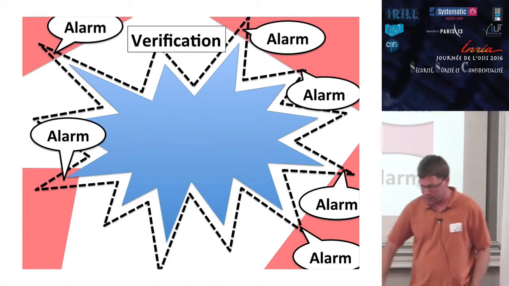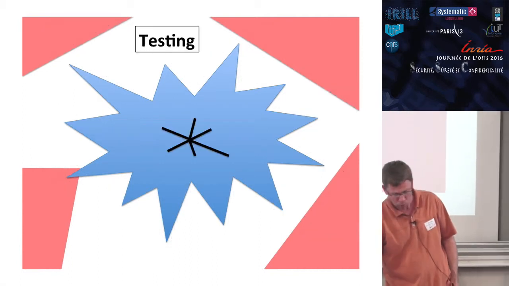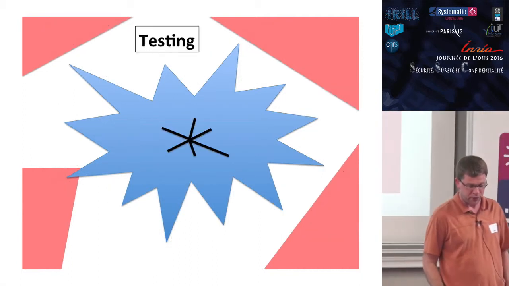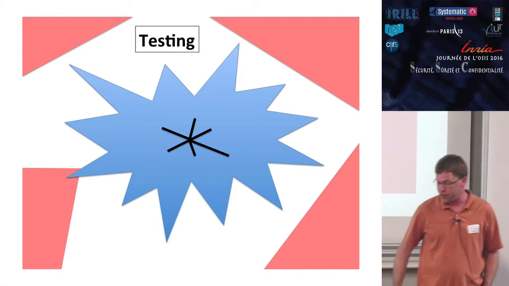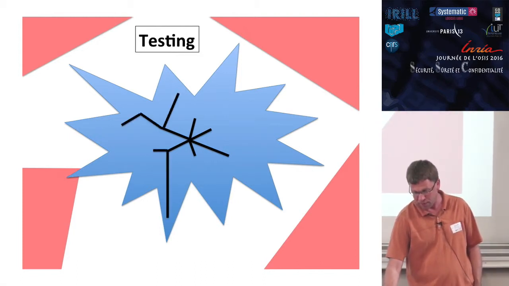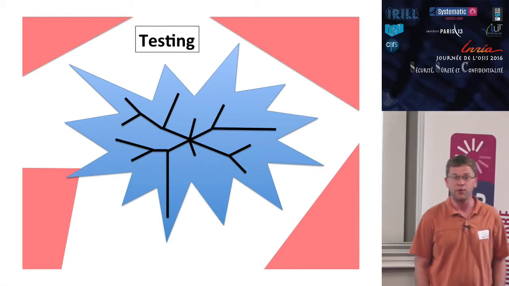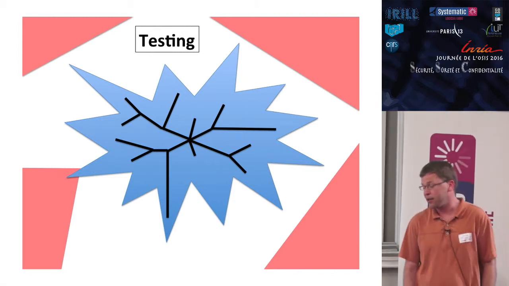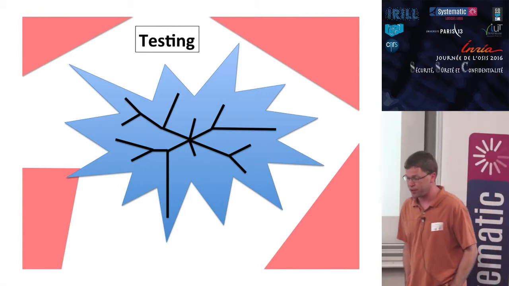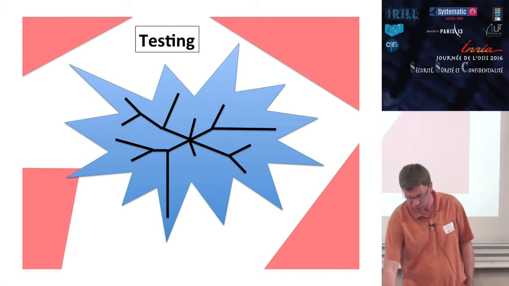Testing, on the other hand, works differently. It starts from the initial state of the system, and it only proceeds to feasible states. So testing does not run into the false alarm problem. It explores more and more states, and of course it's going to miss some states, so it can't guarantee the absence of errors, but at least it's not going to force us to waste time on false positives, on false alarms, I should say.